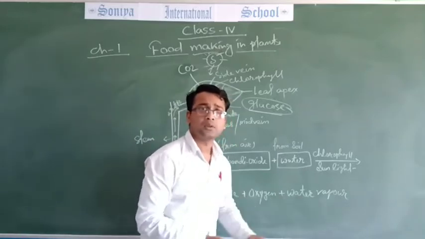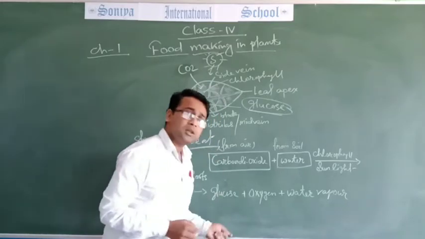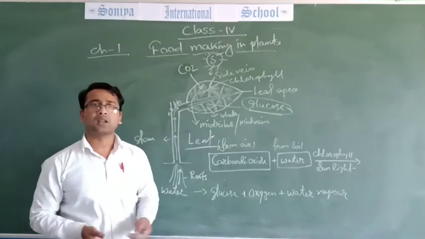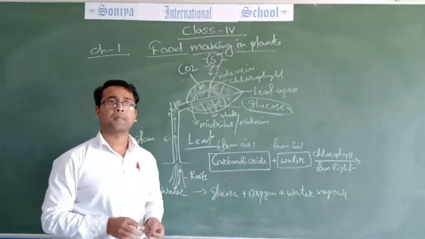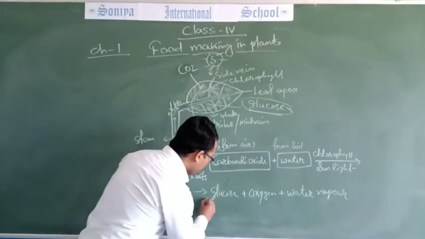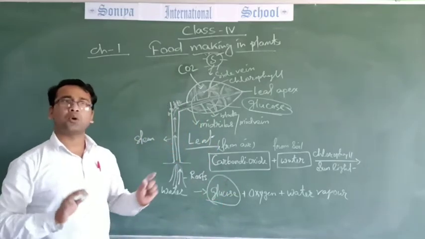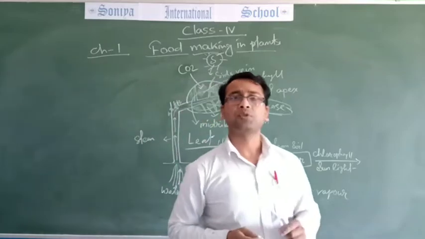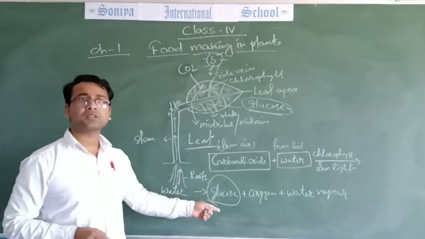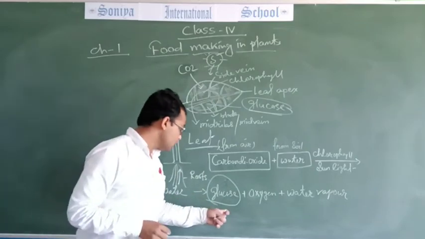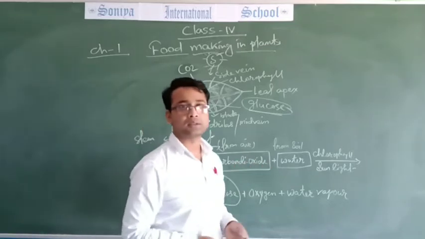Do you know glucose? It is a kind of sugar. Is that clear? Glucose is stored in leaves or plants. This food, that means glucose, is distributed to all the other parts of the plants.